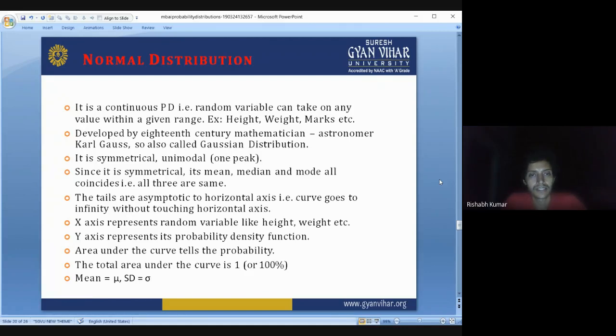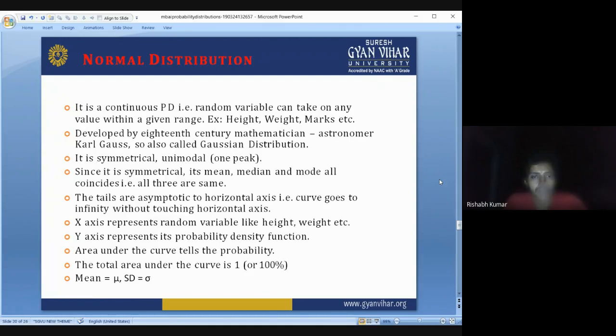It was developed by the 18th century mathematician and astronomer Carl Gauss, so it is also called Gaussian distribution. That is why your normal distribution is also known as Gaussian distribution. It is symmetrical and unimodal, right? It will have one mode only, that means one peak. It is also known as bell curve, as already covered in the previous lectures. Since it is symmetrical, mean, median and mode all coincide, right? For a symmetrical graph, mean, median and mode all fall at the same point.